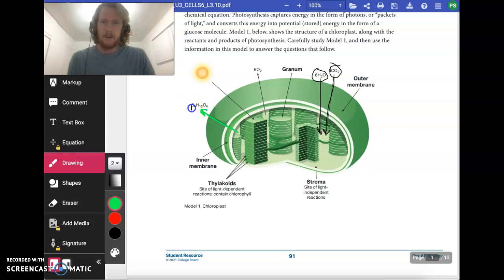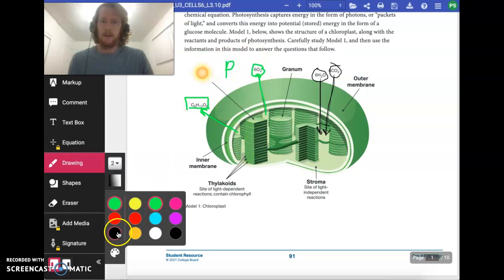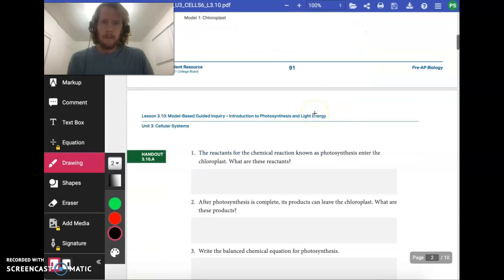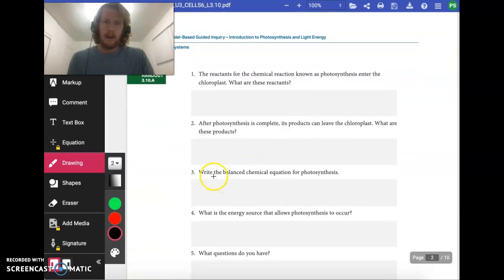Okay, so we have our C6H12O6. Now this is our glucose, okay? And then the other one right here is 6 O2s, which is our oxygen. So those are the products. Do a P for product. We had over here our reactants. Okay. All right. Write the balanced chemical equation for photosynthesis.